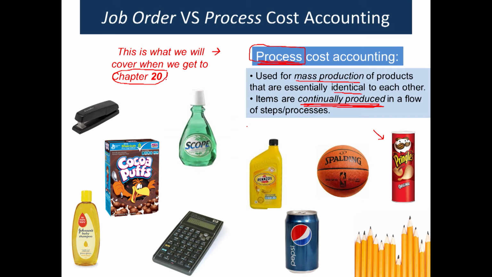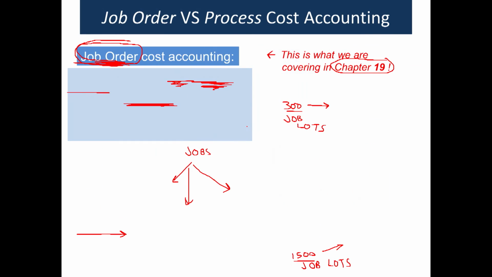Night and day. They know somebody's going to buy that bottle of Scope. They know somebody's going to buy that can of Pepsi. They know somebody's going to buy those pencils. So they just mass produce these.